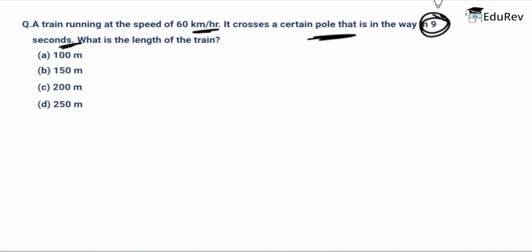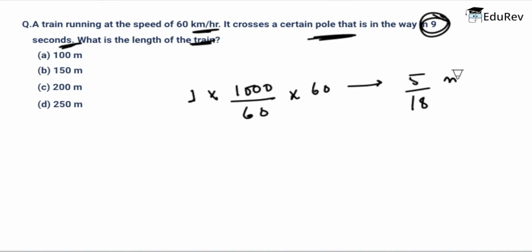Thus we can get the length of the train by calculating the distance that the train travels in 9 seconds. Now we have the speed of the train, that is 60 kilometers per hour. We have to convert it into meters per second. So let's see the trick to convert kilometers per hour to meters per second. So the trick is simple. I just have to multiply it by 1000 upon 60 into 60. And this is going to be 5 upon 18 meters per second. That is, 1 kilometer per hour will be equal to 5 upon 18 meters per second.